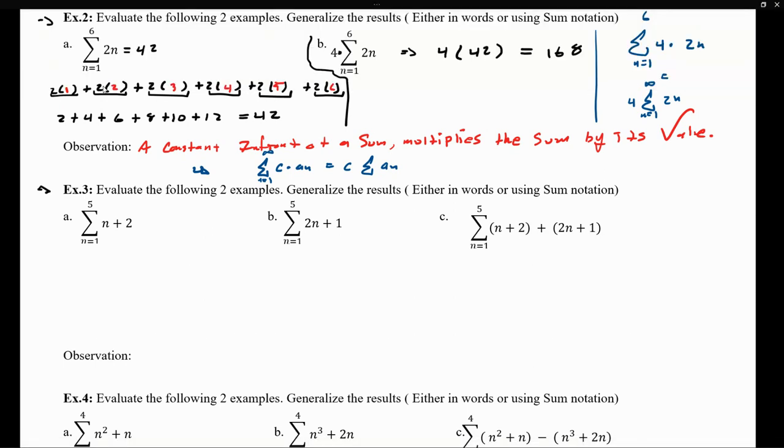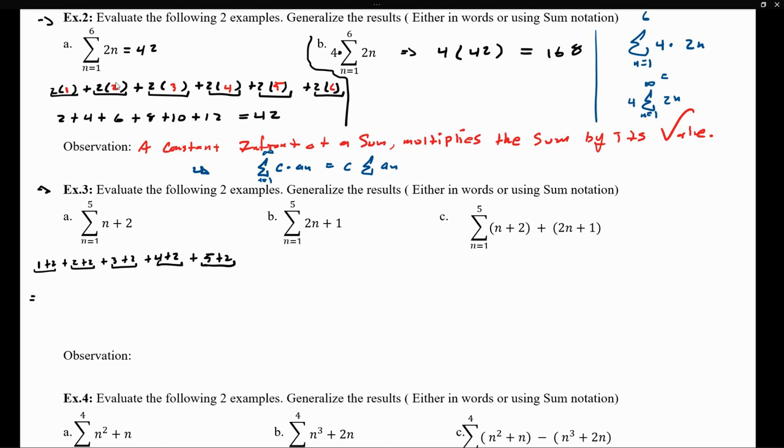Because now let's evaluate these 3 sums and let's see what we can gather. So for A, let's just evaluate this real quick. Let's evaluate the sum. And again, the expression is n plus 2, and we're going to add from 1 all the way to 5. So my first result is going to be 1 plus 2. My second result is going to be 2 plus 2. My third result is going to be 3 plus 2. My fourth result is going to be 4 plus 2. And my next result is going to be 5 plus 2.